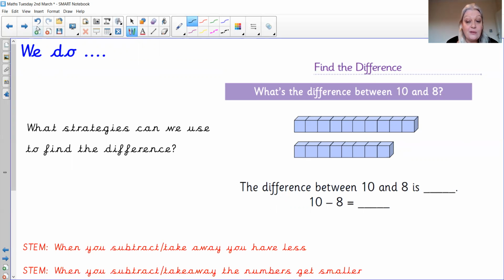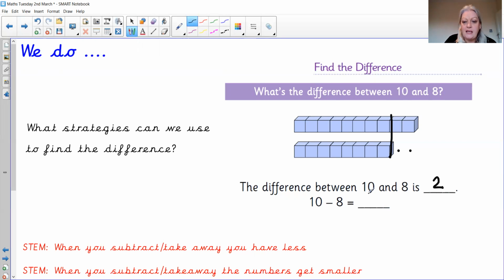So to find the difference between these stacks of cubes, I could count on or I can count back. So I'm going to find the point where they're exactly the same, which is here. And then the difference between 10 and 8 is 2. That's right. The top set of cubes has 2 more than the bottom. And the bottom set of cubes has 2 less. So 10 take away 8 leaves us with 2.